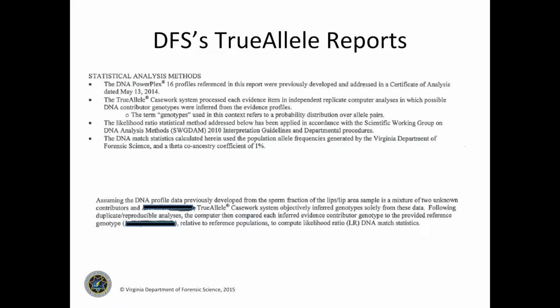Our results section is comprised of a narrative statement and a match score. And what you see in the second paragraph on the screen is what I refer to as our narrative statement. That narrative includes what the assumption is, and it also will talk about if we consider differential degradation. It references, again, duplicate and reproducible analyses, and then it talks about the comparison of the inferred genotypes to the reference genotypes.